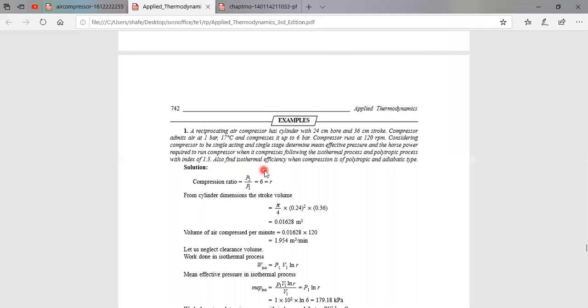Also find the isothermal efficiency when compression is polytropic and adiabatic. So whenever a polytropic process is there, or an adiabatic process is there, what is the isothermal efficiency? For the first case, isothermal efficiency means isothermal power by polytropic work, and whenever the actual work is adiabatic, it is called isothermal efficiency by means of the adiabatic process, right? Let me clarify this thing here.